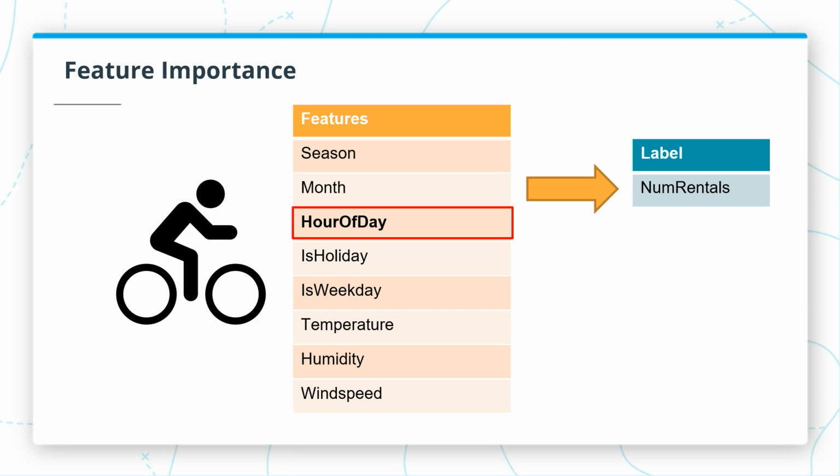Once the model is trained, we might find out that hour may be highly important in the final prediction, while the weekday, less so.